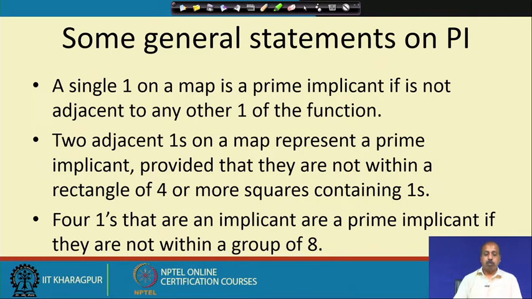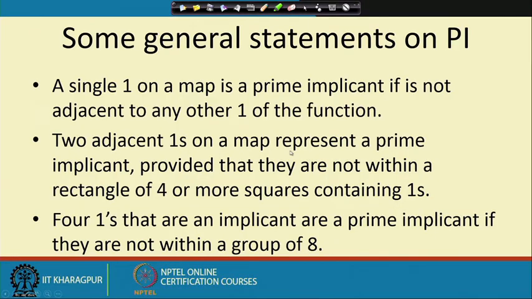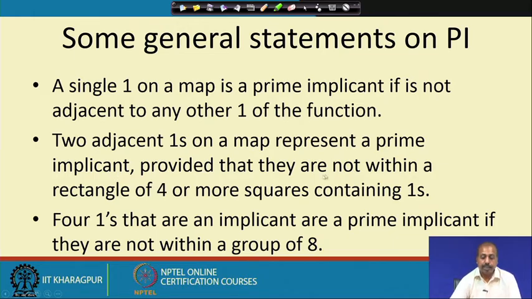After drawing the Karnaugh map, the ones that we are putting in the map are actually the implicants. Now, you have to try to do grouping such that you can get some large sized implicants, and then you will land up with a set of prime implicants, which means you cannot remove anything from there. Ultimately, we are looking for the prime implicants. Two adjacent ones on a map represent a prime implicant, provided they are not contained within a rectangle of 4 or more squares containing ones.